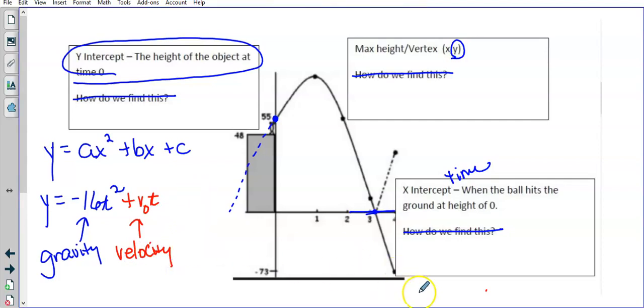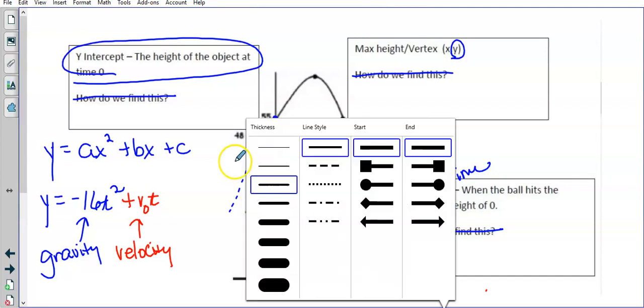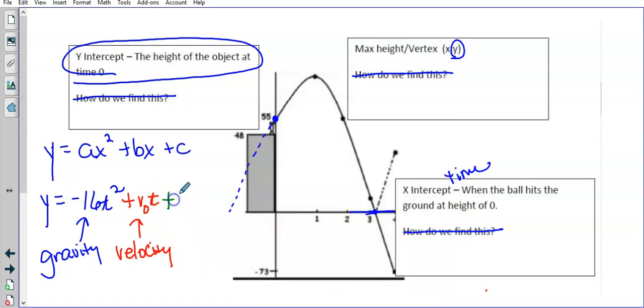And I do want you to write this down. And let me grab a green pen. And the last thing is plus h. So the C, that is the original height, and it's the y-intercept. In other words, where does it cross that y-axis right there? Okay, so this is the h right here.